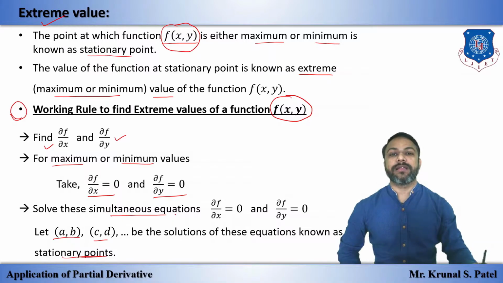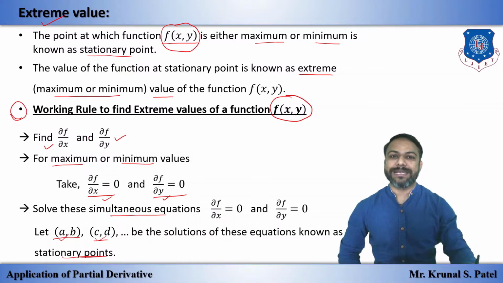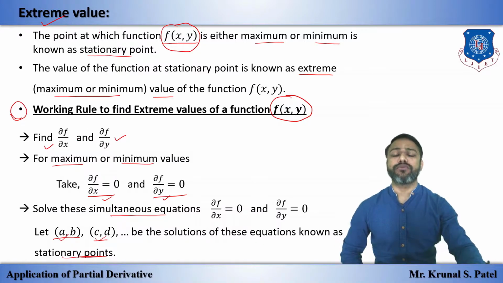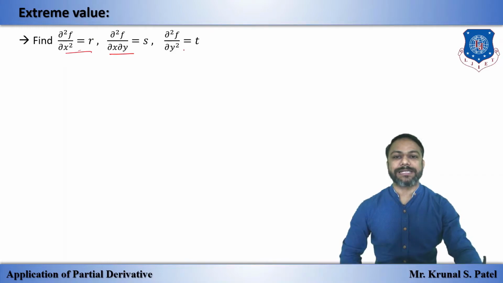So if there is a question in the examination that says find the stationary points, you have to do these three steps. First find the derivatives, then take the derivatives equal to 0, so you will get two equations, and by solving these two equations simultaneously, you get a solution in the form of points, and those points are known as stationary points. Okay. Now the next step, step number 4: find the values of r, s and t.